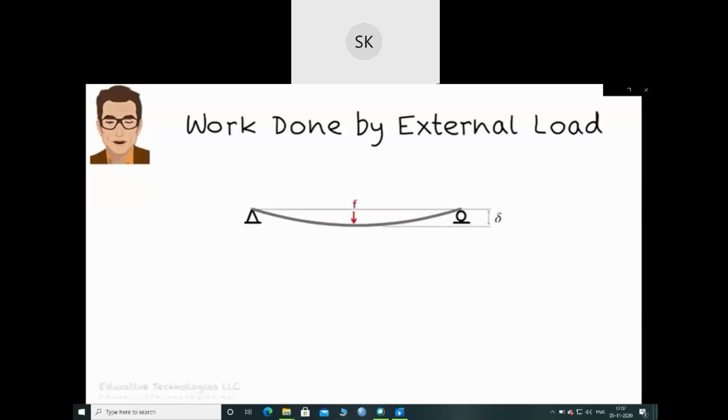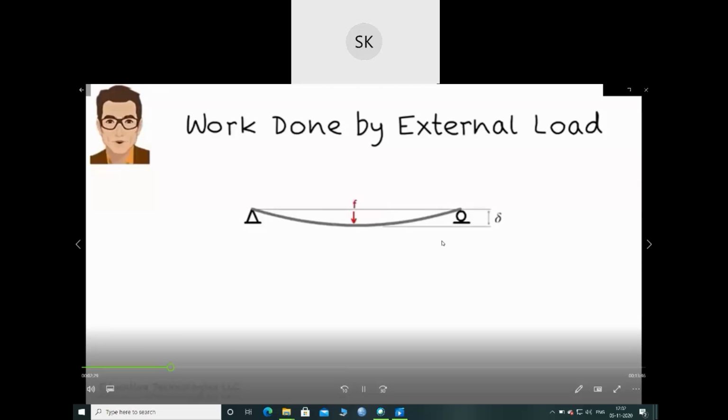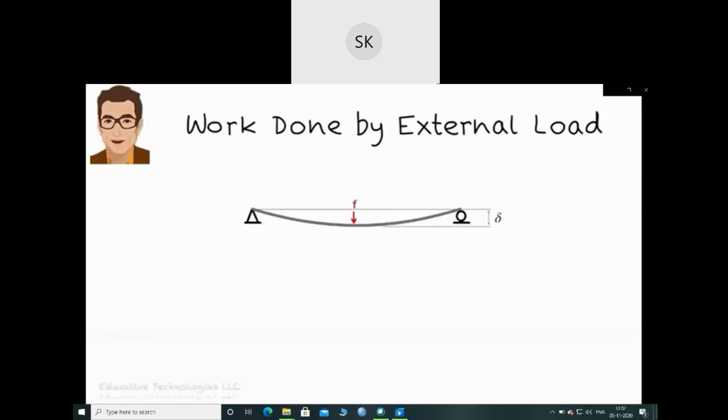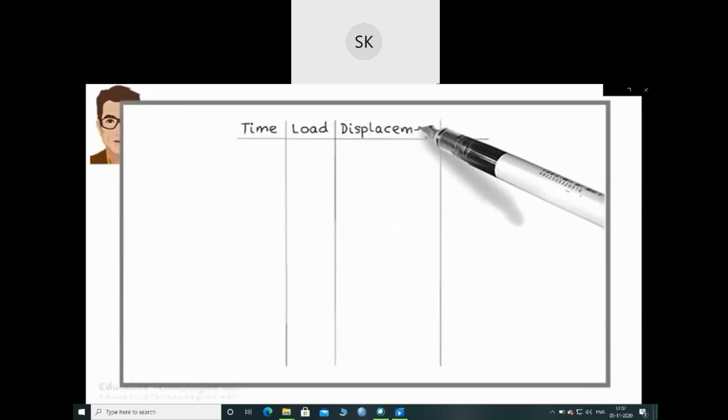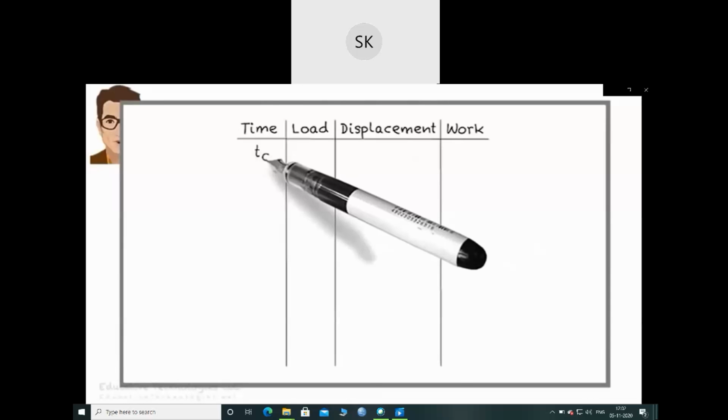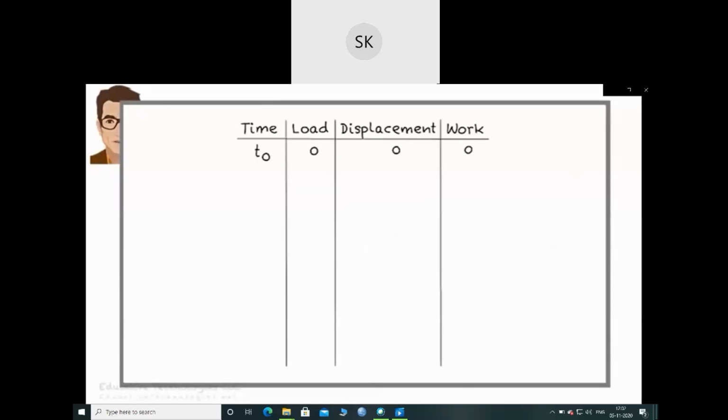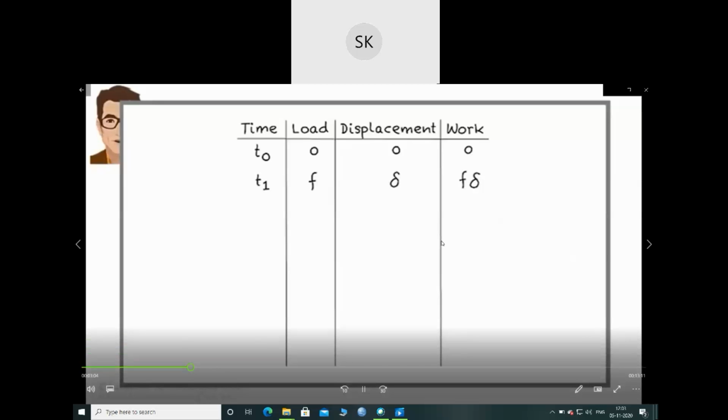Obviously, what you see here in this diagram is an exaggerated displaced shape of the beam done for illustration purposes. In reality, since load F is very small, delta is negligible. Nevertheless, at time t1, a small amount of work has been done by F as the force goes through displacement delta. The work done here is F delta. Let us tabulate the results so far. At time t0, the applied load is 0 and so is the work done. At time t1, the applied load is F. The displacement is delta and the work done is F delta.